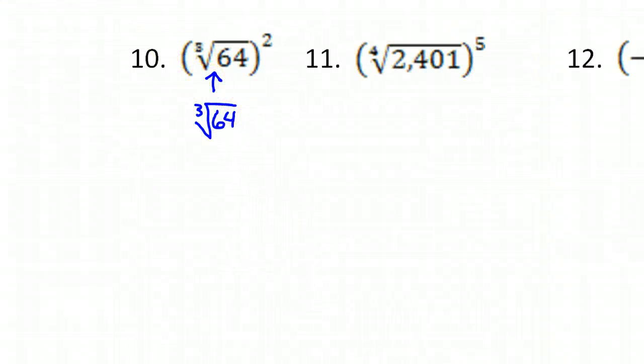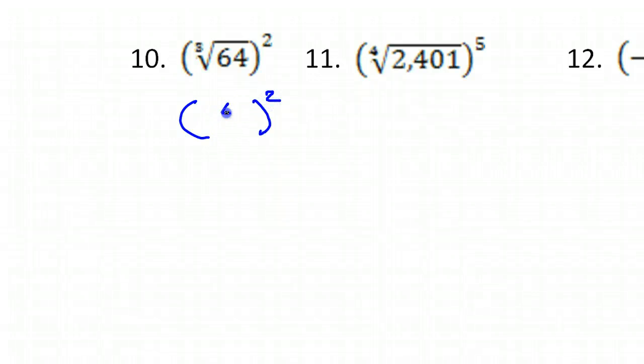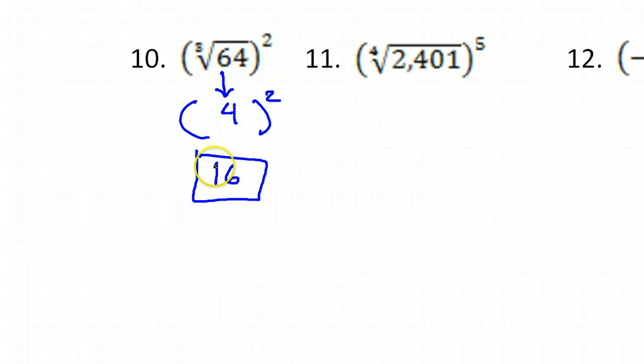Okay, that means that what I really have here inside the parentheses is 4. So the cube root of 64 became this 4. But then I still have this exponent, so it's really 4 squared, which is 16.